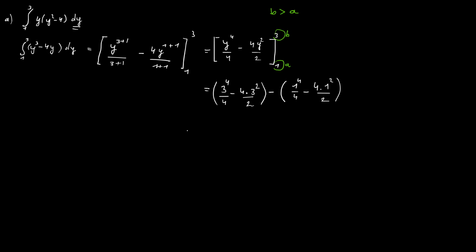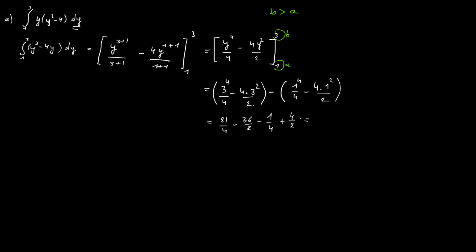Okay, now that we have this, well, we can just simply work this out. So here we get 3 to the power 4, so that means that's 81 over 4. Here that's 36 over 2. And here we get minus 1 over 4. And here, careful, minus and minus becomes plus, means 4 over 2, or in other words, plus 2. I'll just leave it as 4 over 2.